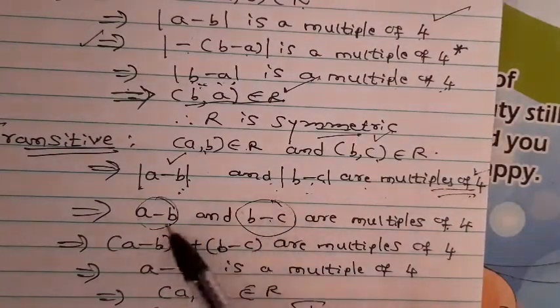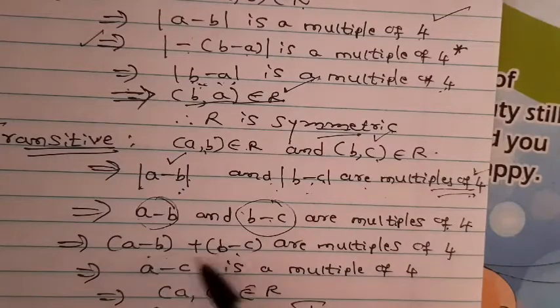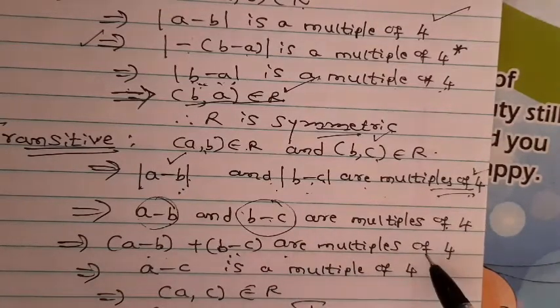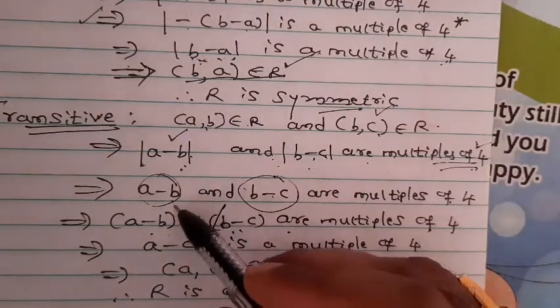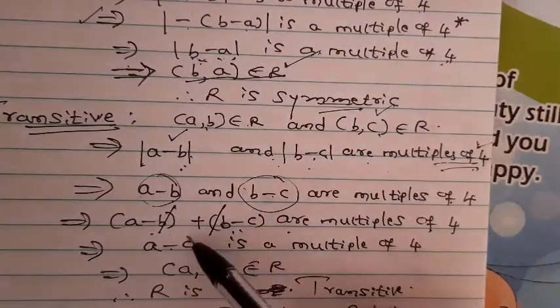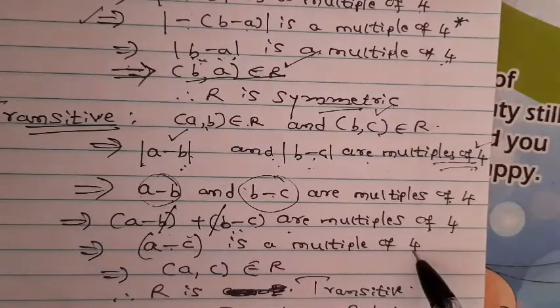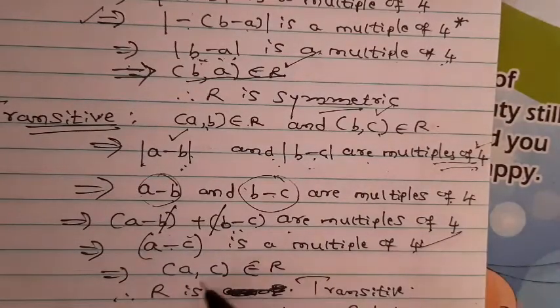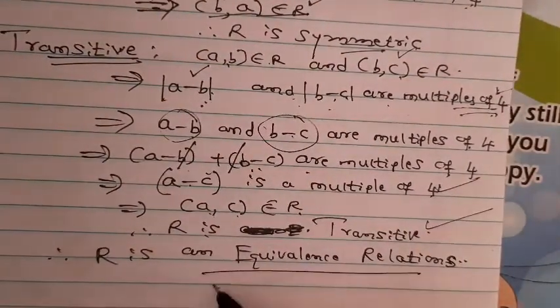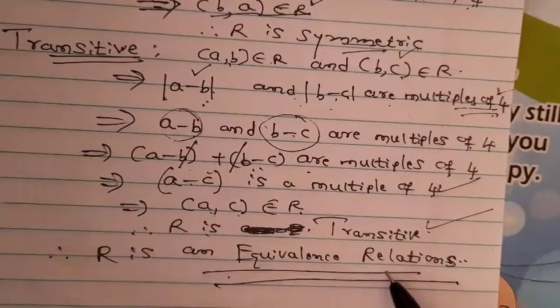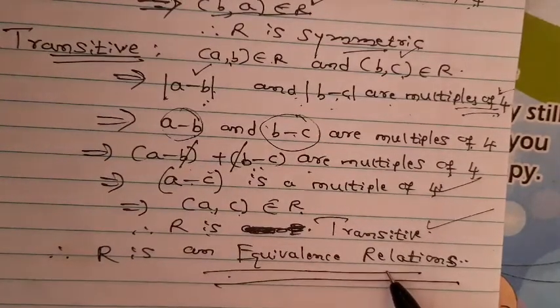So here if we add these two, that is A minus B plus B minus C, both are multiples of 4. So after adding, plus B and minus B get cancelled here. So we get A minus C is a multiple of 4. That in turn means (A, C) belongs to R. That is nothing but R is transitive. So overall it satisfies all the properties. Therefore R is an equivalence relation.